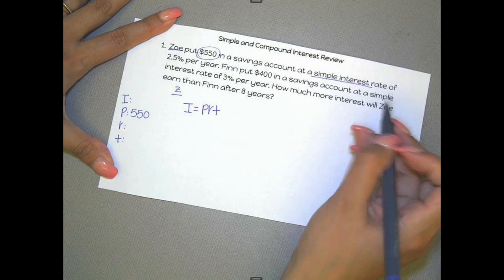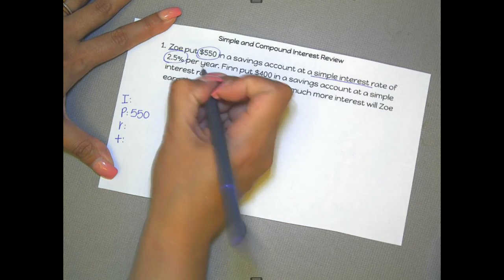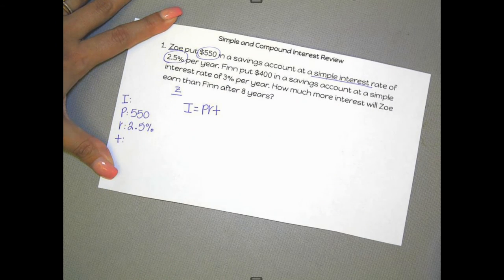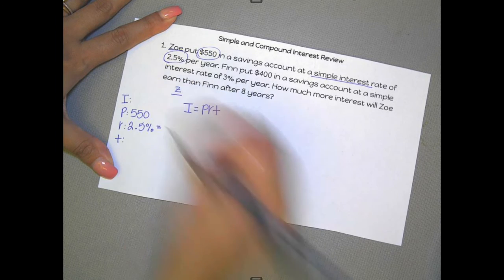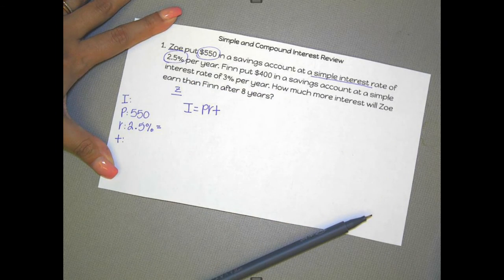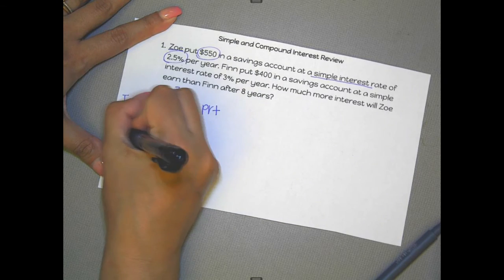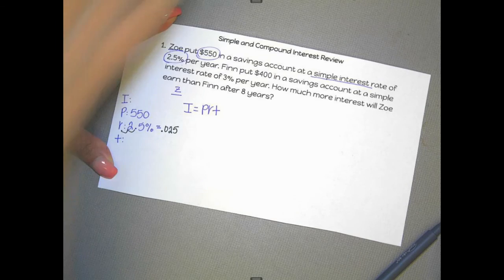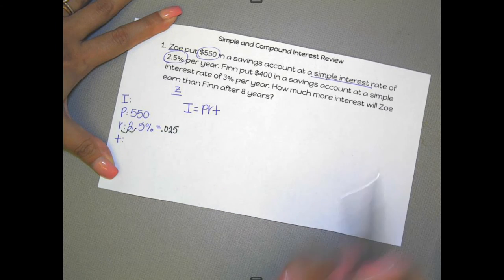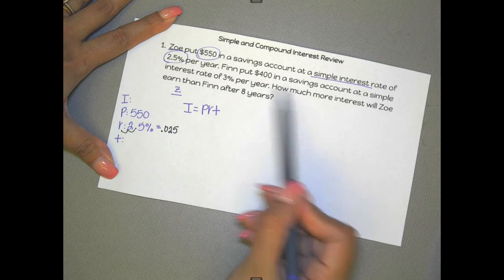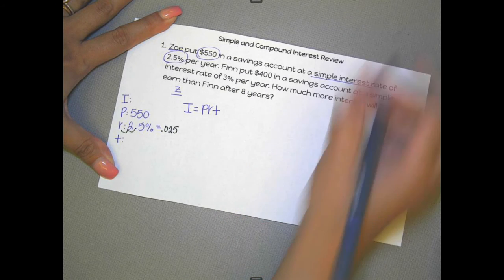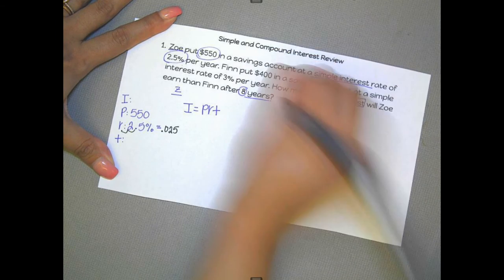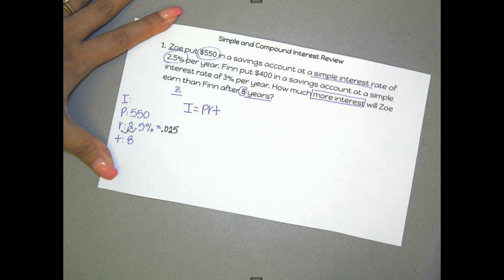Simple interest rate of 2.5% per year. Now, that is a percent, but we do need to remember to turn that into a decimal. So if I take that decimal and move it 2 places to the left, 1, 2, I'm going to get 0.025 as my decimal. And then it talks about Finn, and it says how much more interest, that's important, more interest, will Zoe earn than Finn after 8 years? So my time on this problem is going to be 8 years.